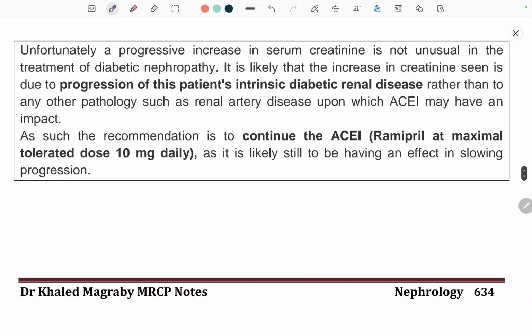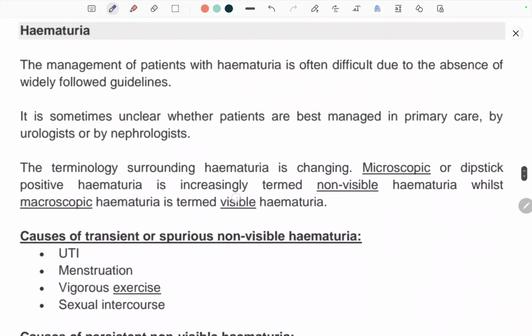Unfortunately, a progressive increase in serum creatinine is not unusual in the treatment of diabetic nephropathy. It is likely that the increase in creatinine seen is due to progression of this patient's intrinsic diabetic renal disease rather than to any other pathology such as renal artery disease upon which ACE inhibitors may have an impact. As such, the recommendation is to continue the ACE inhibitor ramipril at a maximum tolerated dose of 10 mg daily. It will likely still be having an effect in slowing progression.